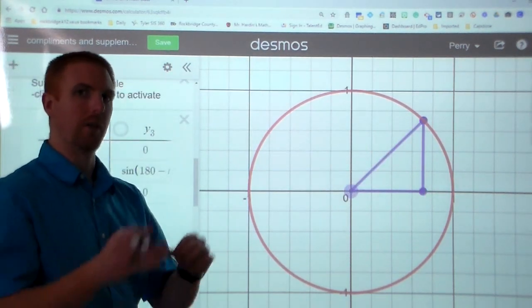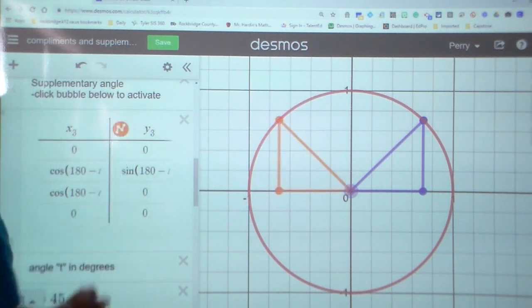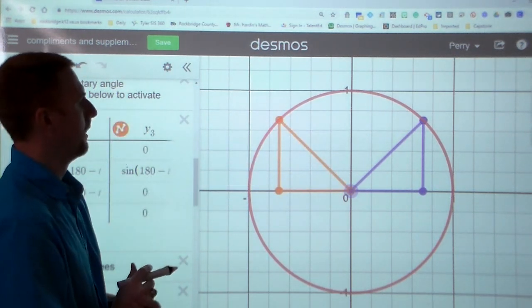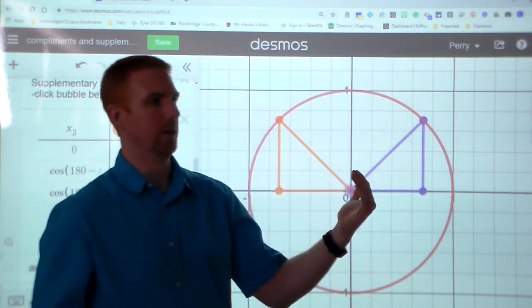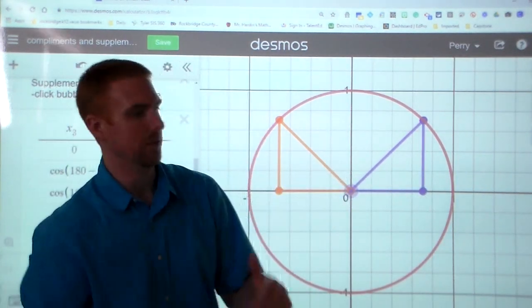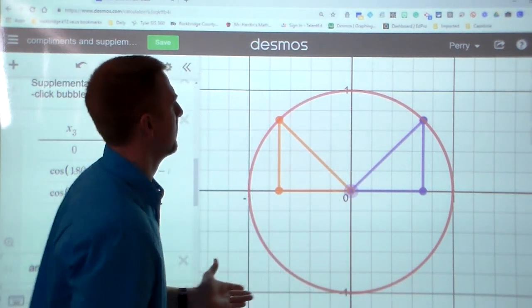At this point, I've turned off the complement. I've scrolled down to supplement, and again, it says click the bubble to activate. I also returned that to a 45-degree angle. So if the original angle is 45, the supplement has to be whatever adds to that to make 180. So from here to there is 135 more degrees.